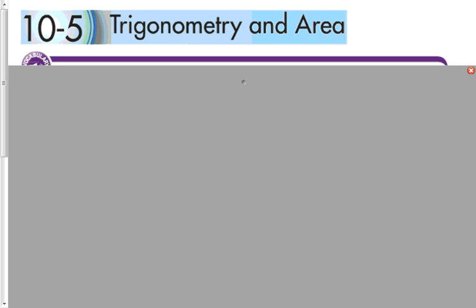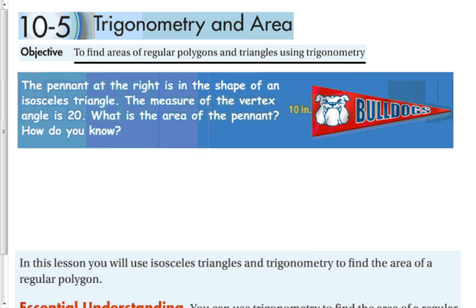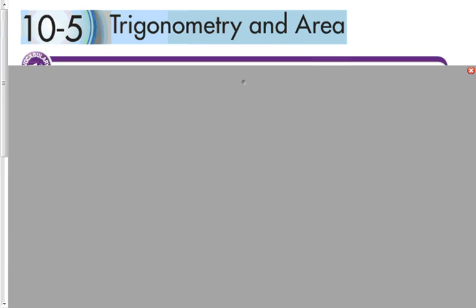Hey student, this is lesson 10.5, trigonometry and area. In this lesson, we're going to learn how to find the areas of regular polygons and triangles using trigonometry. Go ahead and do the review here, and I'll check back with you.